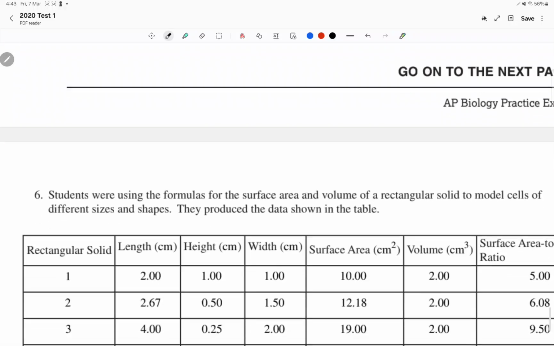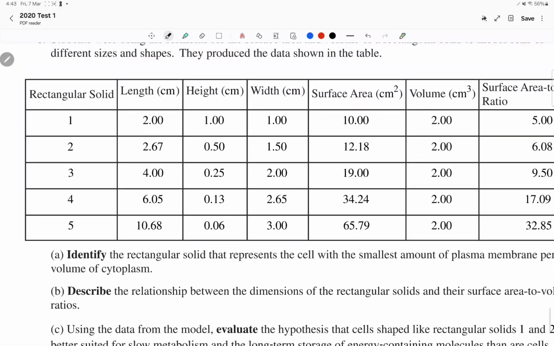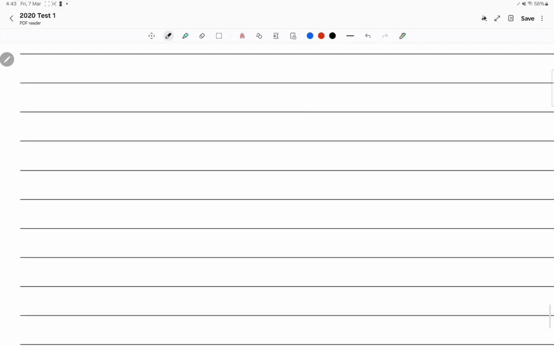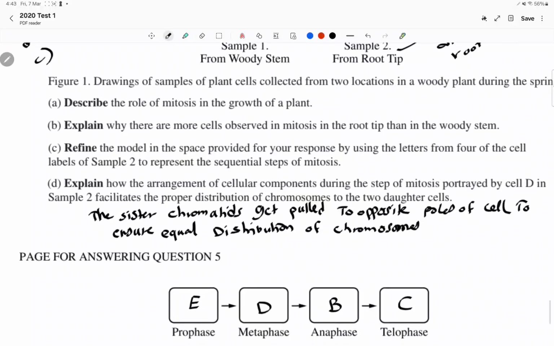Doesn't it happen in the interphase? No, it's anaphase. Anaphase, right? Yeah, it's in anaphase. Yeah, she's right.